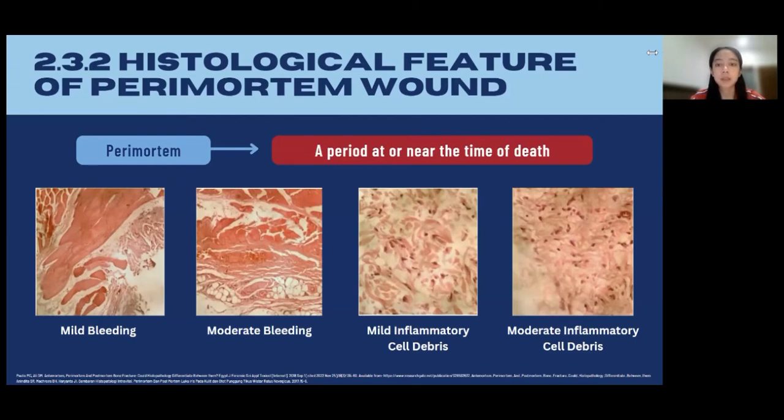I would like to explain about the histological features of perimortem wound. Basically, perimortem is a period at or near the time of death. It means that perimortem wound is one that is caused by an injury that happened around the time of death.